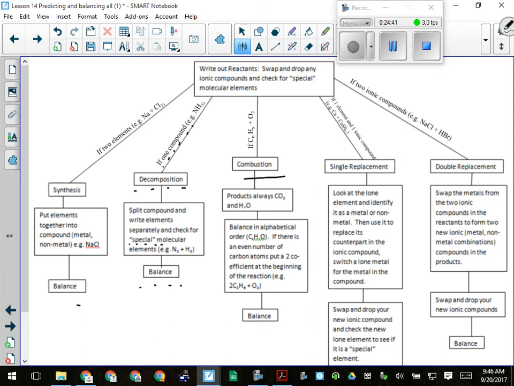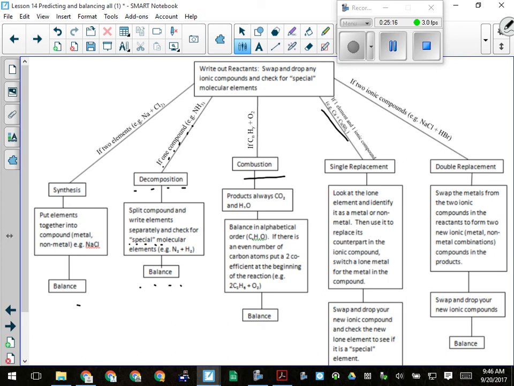If our reactants are 1 element and 1 compound, like this one here, calcium plus copper sulfate, that's a single replacement reaction. We look at the lone element and identify whether it's a metal or a non-metal, then use it to replace its counterpart in the ionic compound. So if it's a nonmetal, it swaps out for the nonmetal. Then we swap and drop our new ionic compound on the product side. We will check for any special elements because we're going to produce an element there by itself, which could be a special one if it's a molecular element. Then we would balance after that.